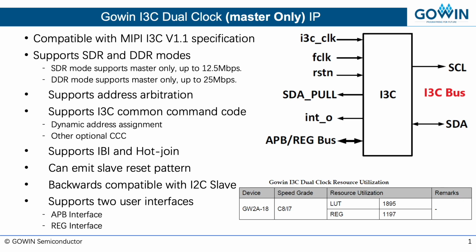The next of the GOWIN I3C IPs we will be discussing today is the I3C Dual Clock Master Only IP. Like the single clock version, this IP is also compliant to MIPI I3C 1.0 version of the spec. Let's look at the simplified port diagram of the IP.